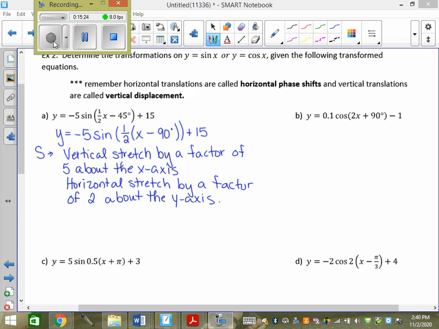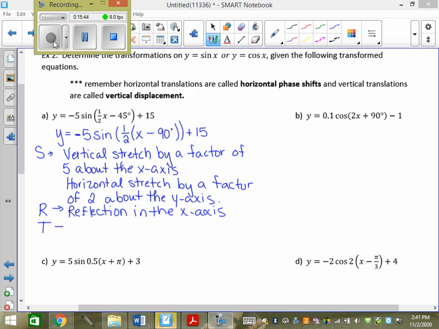Do we have any reflections? Yes. If we have a negative in front of the 5 or the half, we have a reflection. We have a negative in front of the 5, so we have a reflection in the x-axis because it's with the y.